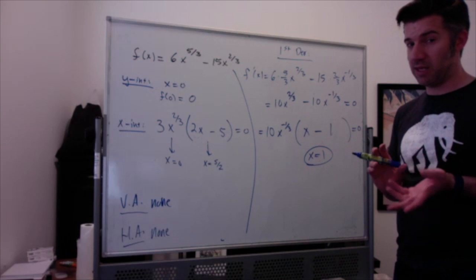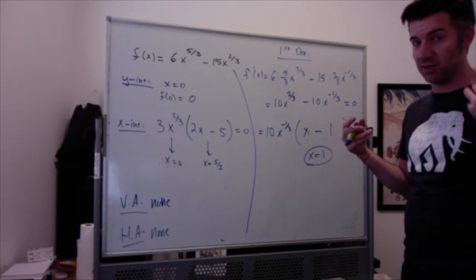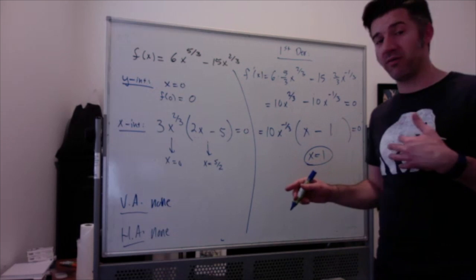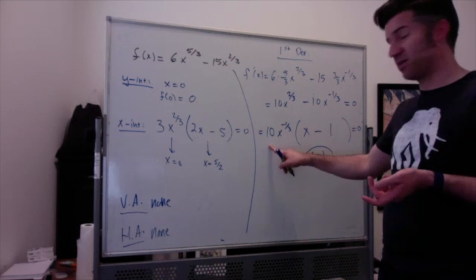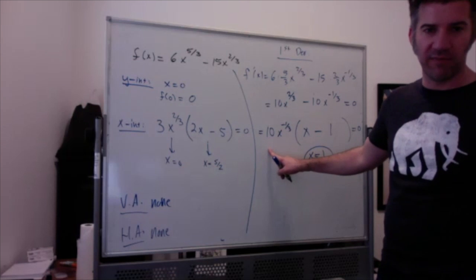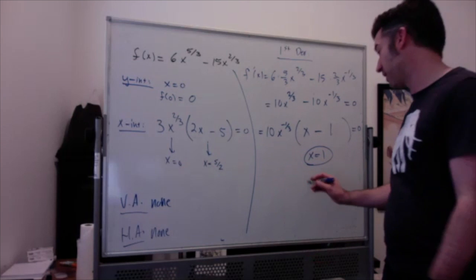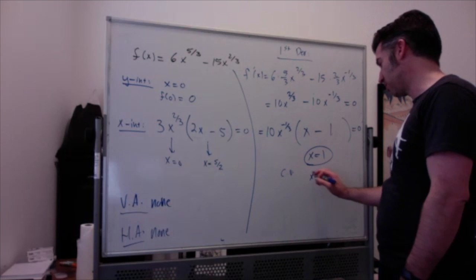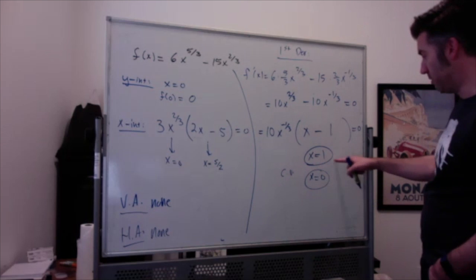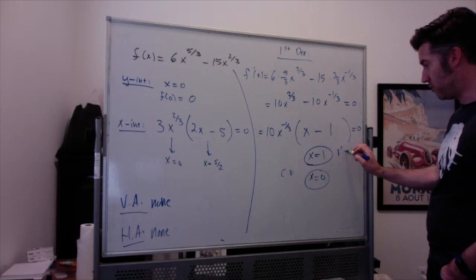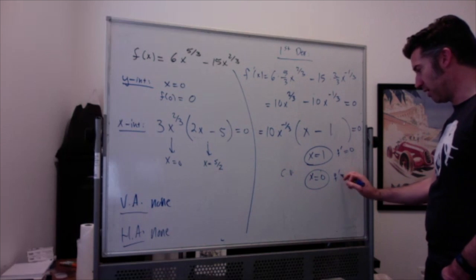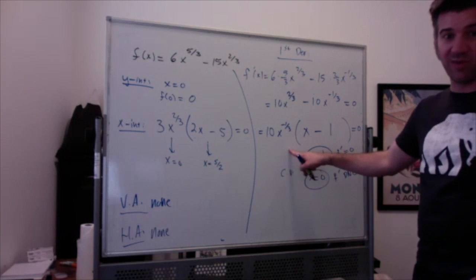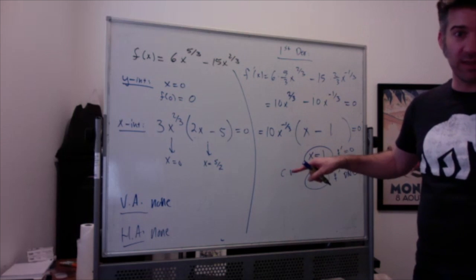You might be thinking somewhere in the back of your head that 0 is the solution to that, but it's not, because 0 doesn't make the derivative 0. 0 makes the derivative undefined, which is still a valid point. We're still going to include it. It's still a critical value. And the critical values are x equal to 1 and x equal to 0. It's just that this is where the derivative is 0, and this is where the derivative is undefined, because 0 to a negative power is division by 0.